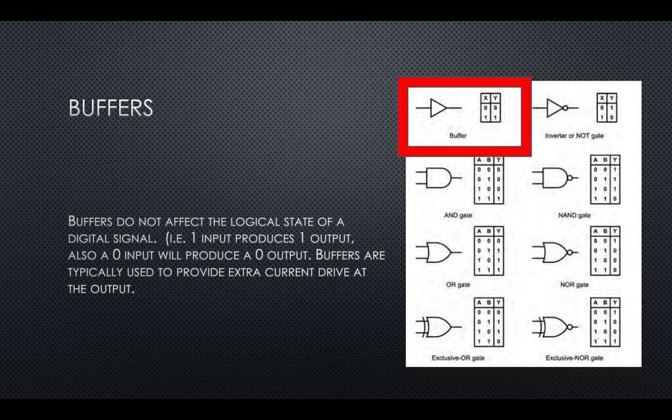The first one we'll discuss is a buffer. Buffers do not affect the logical state of a digital signal. For example, a 1 input produces a 1 output. Also, a 0 input will produce a 0 output. Buffers are typically used to produce extra current drive at the output. We have the truth table here, as we can see, our input and output with 0 and 1, 1 readings.